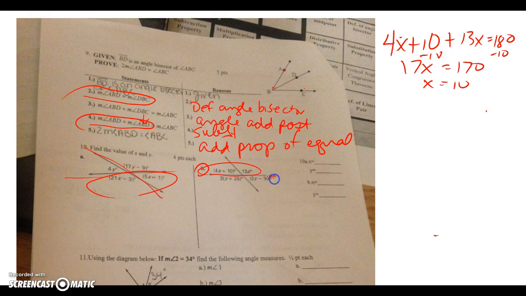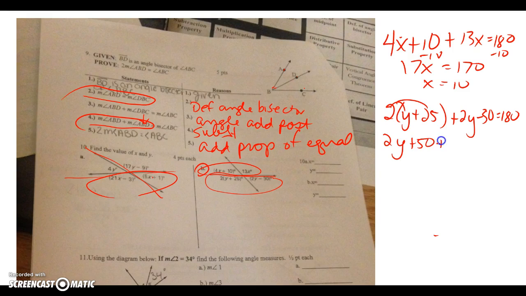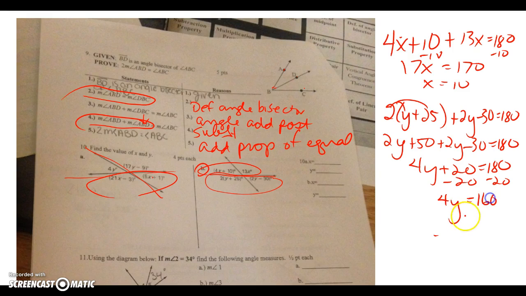All right, let's try these right here. They should equal 180. 2y plus 25 plus 2y minus 30 should equal 180. So 2y, I'm just distributing, plus 50 plus 2y minus 30. So I have 4y plus 20. I'm going to subtract 20. 4y equals 160, y equals 40. So there's x and y.